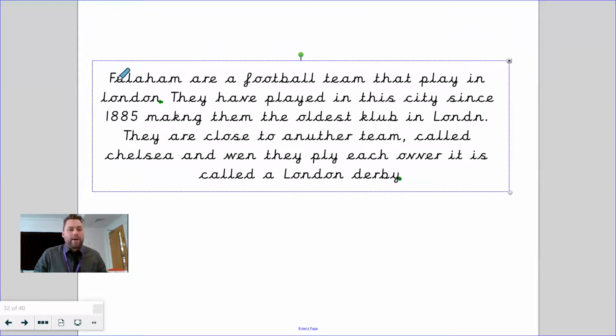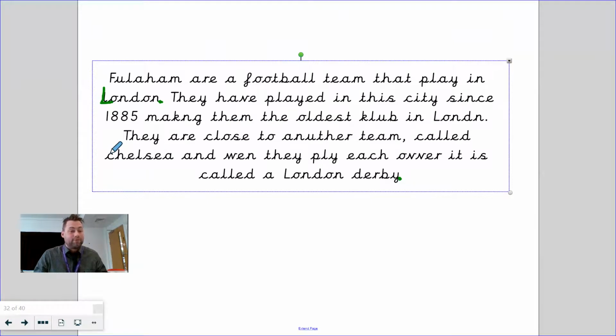I'm then going to go back and have a look at capital letters. Fulham are a football team that play in London. Now, London is a proper noun, so we need to make that into a capital L. They have played in this city since... they make them the oldest club in London. They are close to another team called Chelsea.